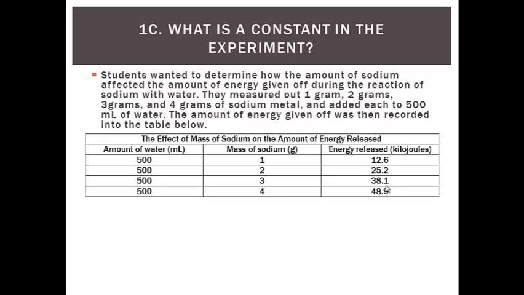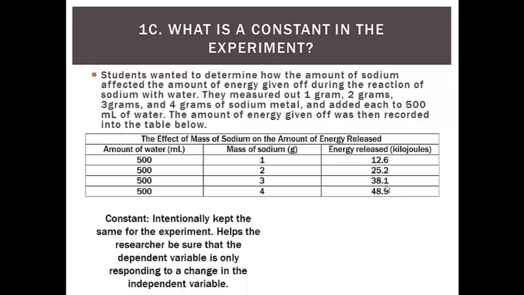What is a constant? So constants in the experiment are things that are intentionally kept the same. The researcher, the person doing the experiment, wants to be certain that the only reason the dependent variable, the energy released, changed is because I changed the independent variable, or the mass of sodium. So in order to do that, I have to isolate these variables, so that they're the only 2 things that are going to be different. So everything else I need to keep the same.